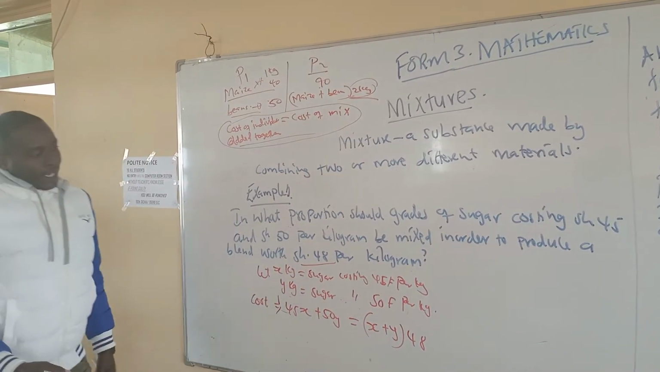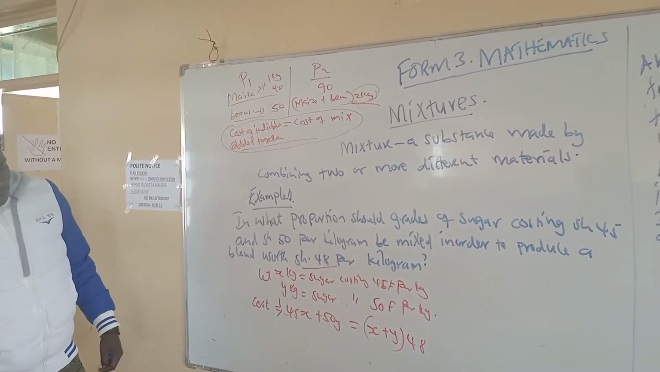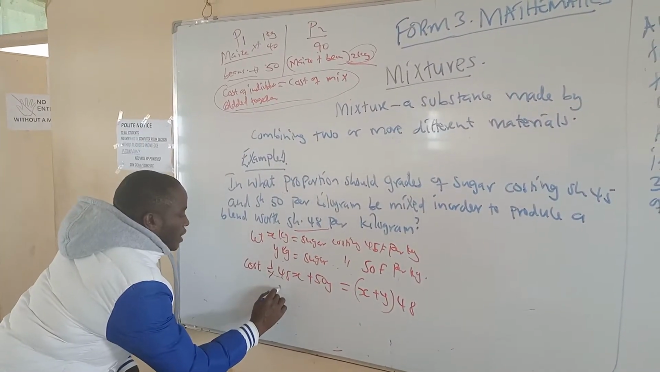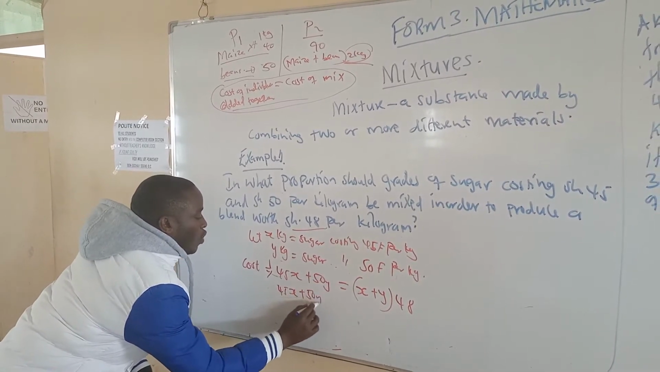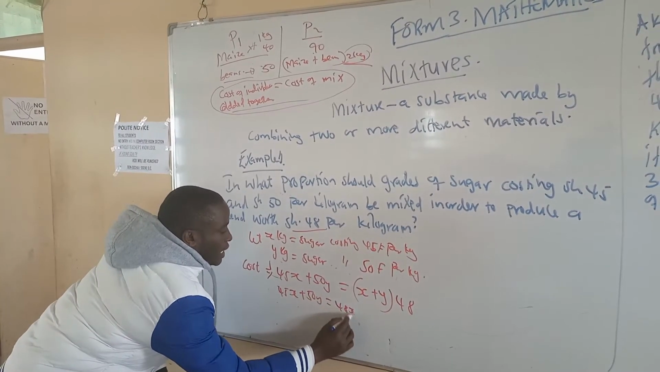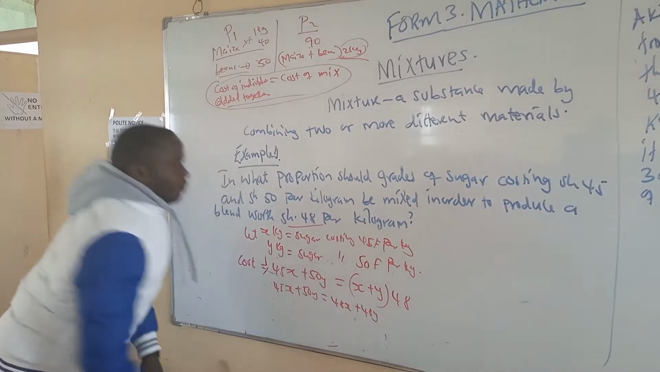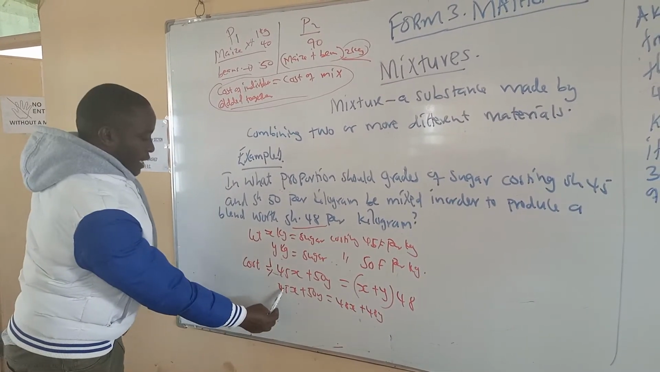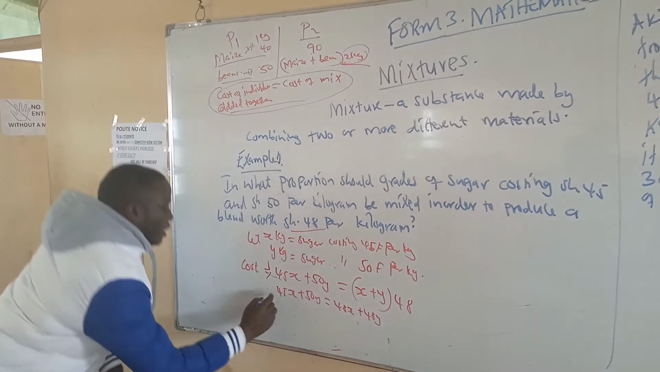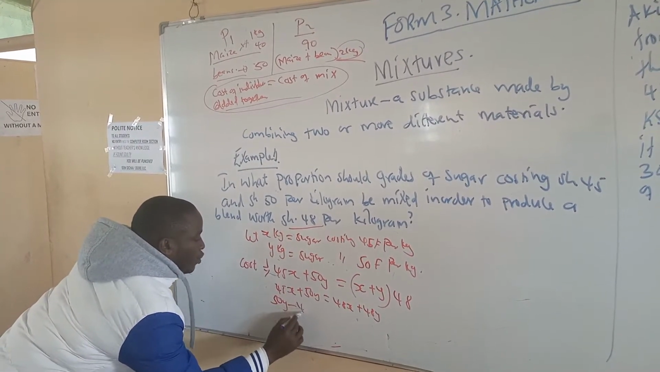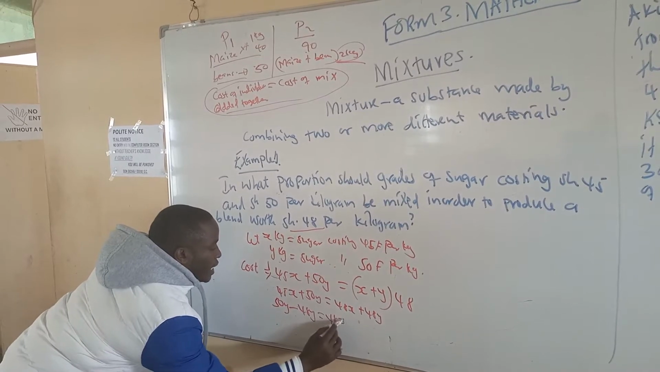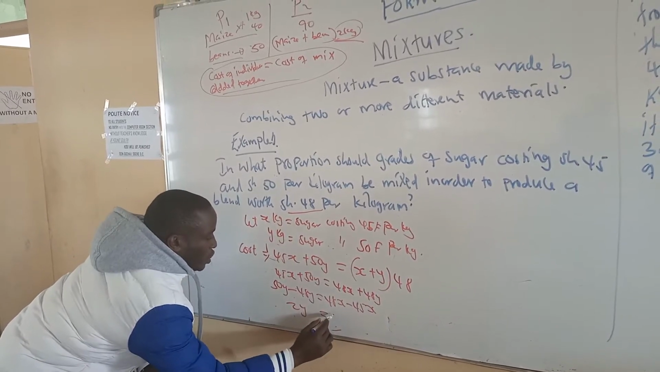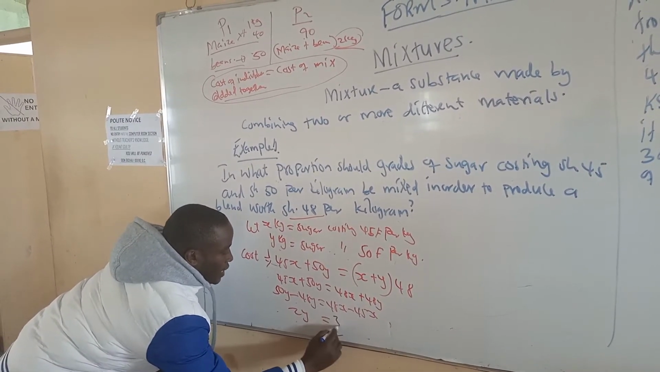They must be equal, like I said from the beginning. Now we put like terms together. This means that 45X plus 50Y equals 48X plus 48Y. Taking the 45X to the other side and bringing the Y here, it will be 50Y minus 48Y equals 48X minus 45X. So this gives you 2Y equals 3X.